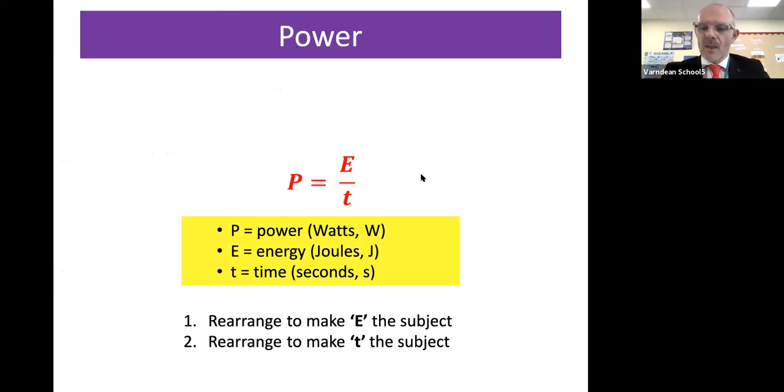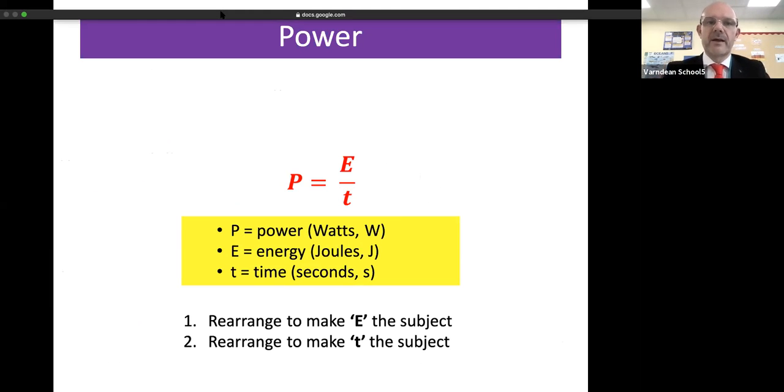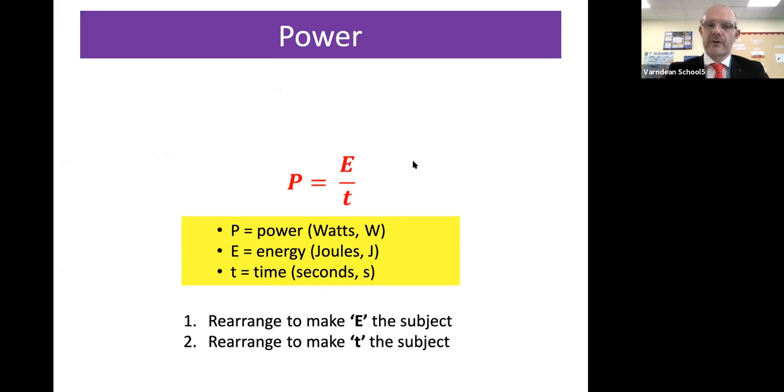Okay. Now, the first thing I'm going to talk about is power. We talked a little bit about power in the slides last time, but less so in the actual webinar. So I'm going to talk about it a little bit more right now. There's the equation for power, and power is measured in watts. And power is actually, by definition, the rate of energy transfer. So we've got energy in joules divided by the time it took in seconds.